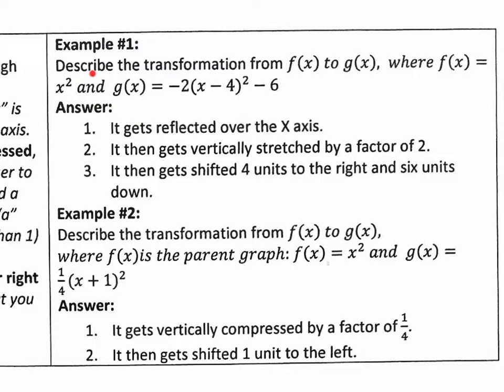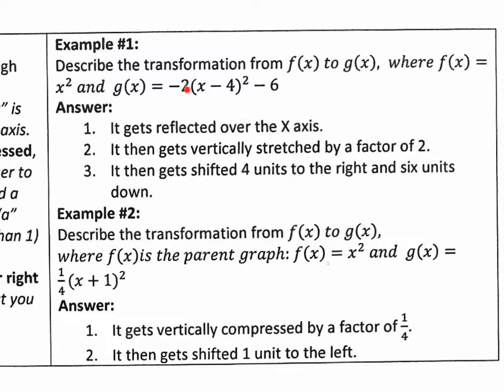It says, describe the transformation from f of x to g of x, where f of x is x squared, the parent graph, and g of x is this new one that you don't even see. So first things first, does it get reflected? Yes, it does, because the a value is negative. So you would say, first transformation, it gets reflected over the x-axis. Second transformation, does it get wider or narrower? It gets narrower. And what's the fancy words we're going to use instead of it gets narrower? It gets vertically stretched by a factor of 2.